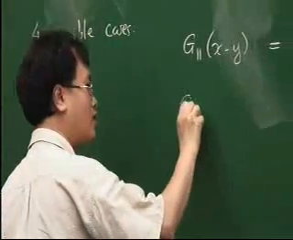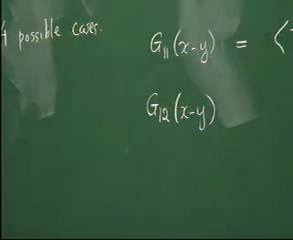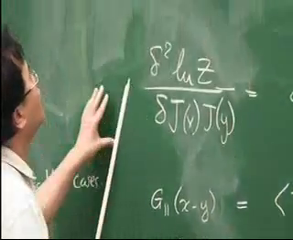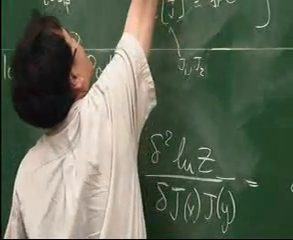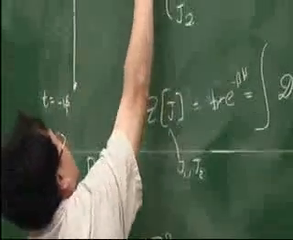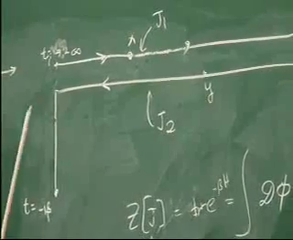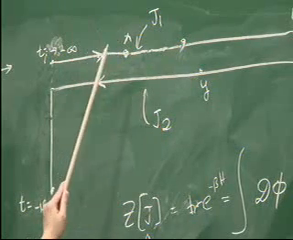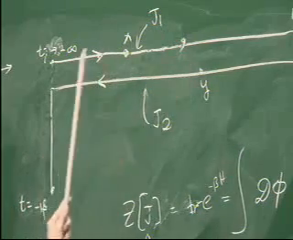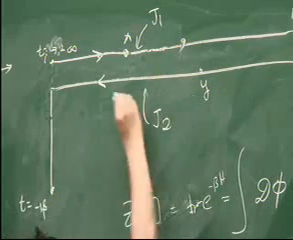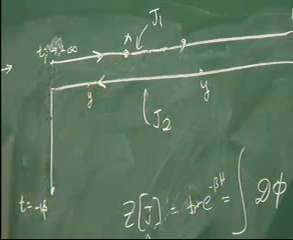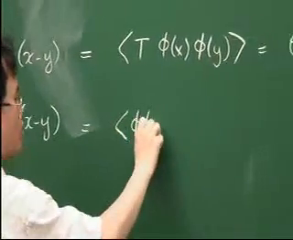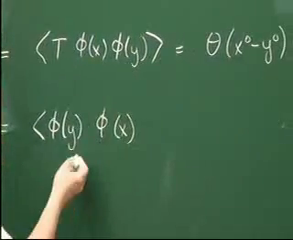Now suppose we are doing G12 of x minus y, where x is now in the upper part of the contour and y is somewhere in the lower part. Contour ordering means that irrespective of where x and y are on the contour, the point y is always in the future compared to the point x. The contour goes this way, so even if y is here, it will still be in the future with respect to that x. So this G12 is equal to phi y, phi x, where y is in the lower part of the contour.